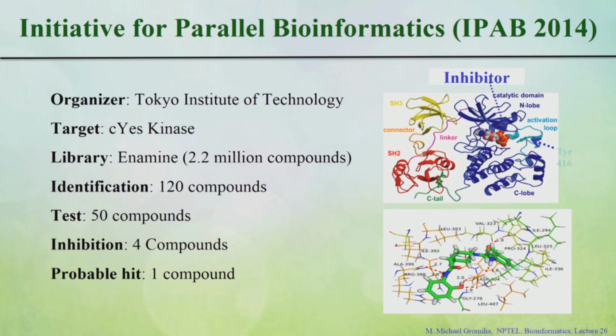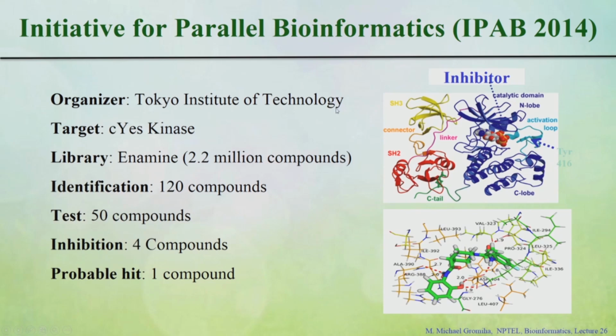Likewise here, they listed 2.2 million compounds from Enamine. Why did they use Enamine compounds? Because all the compounds are readily available, so you do not have to synthesize them and take time. Then we can identify the inhibitors with known structures, and once we submit the compounds, they will do experiments and compare whether any of these compounds are potentially inhibiting the activity. This is the major role of this initiative in parallel bioinformatics.